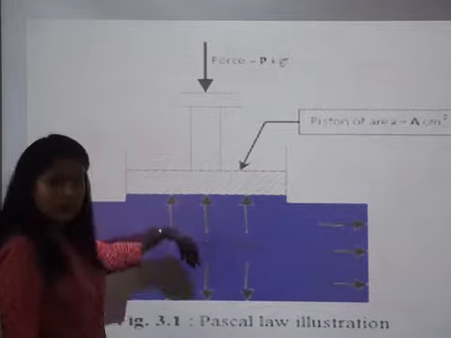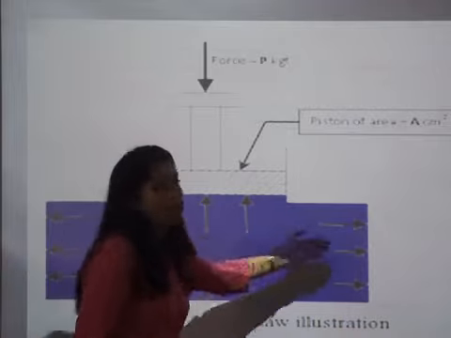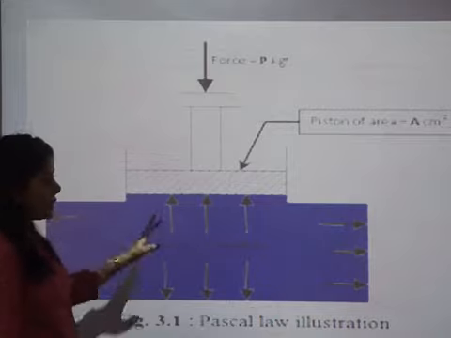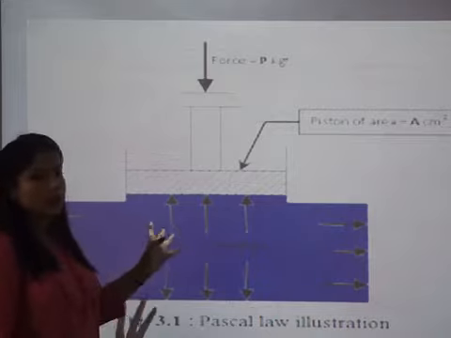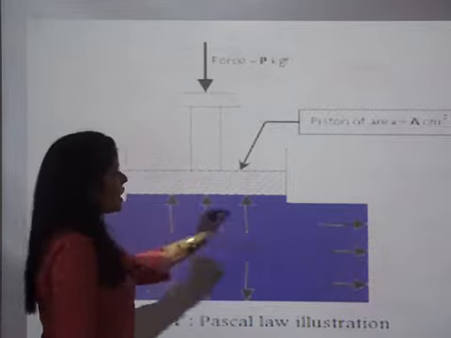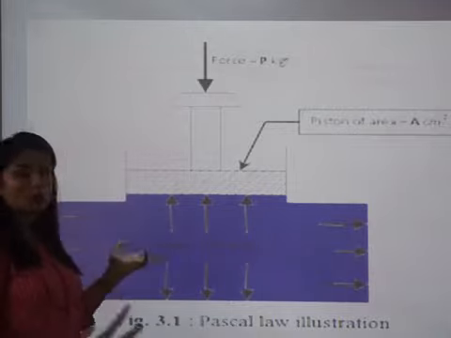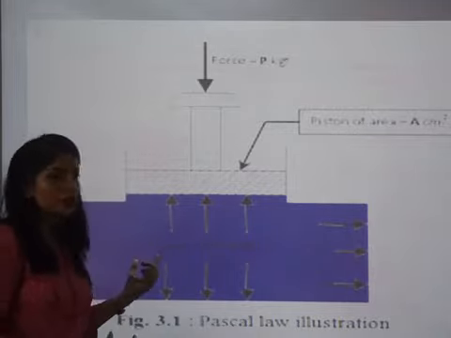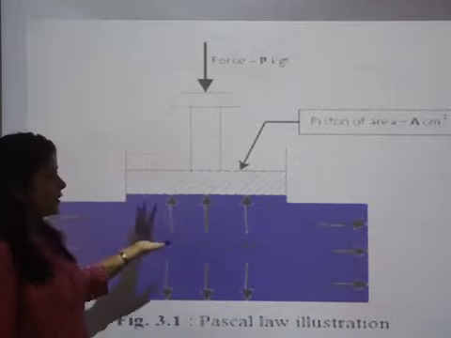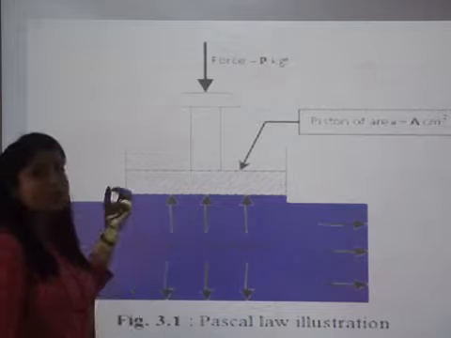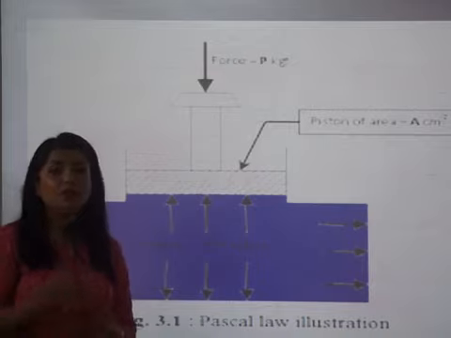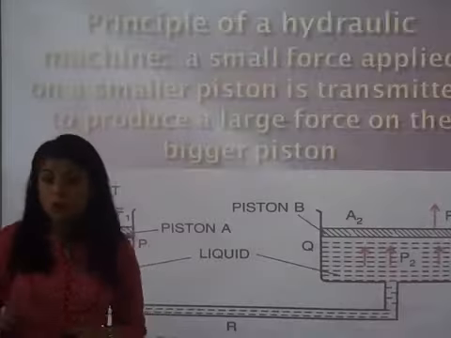The same pressure acts downward and sidewise as well. It doesn't matter where you apply the pressure; that pressure is transmitted to each and every molecule. So that is the transmission of pressure from one point to every corner of this rectangular vessel. Now using this law, what can be developed and what things can be made, we will also discuss.